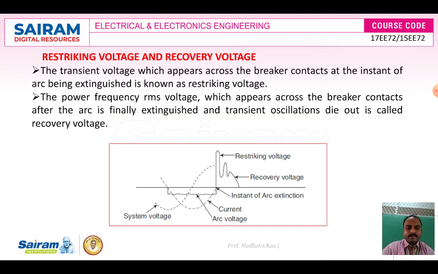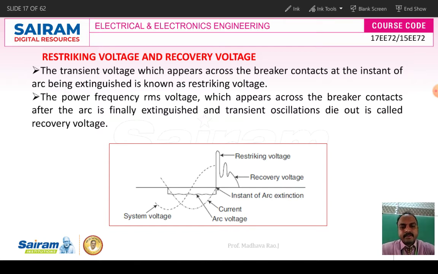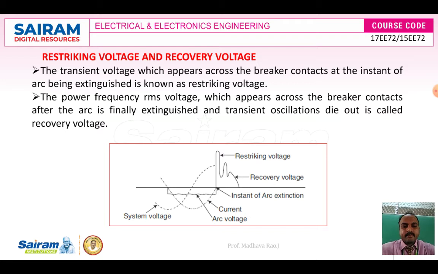Recovery voltage will be of less magnitude and restriking voltage will be more. Restriking voltage means the voltage across the contacts when the arc is extinguished. Recovery voltage means the voltage after the arc is finished, when the arc is eliminated. If we compare the magnitudes of these two voltages, restriking voltage is more than the recovery voltage. We can also see the system voltage and arc voltage in this diagram.